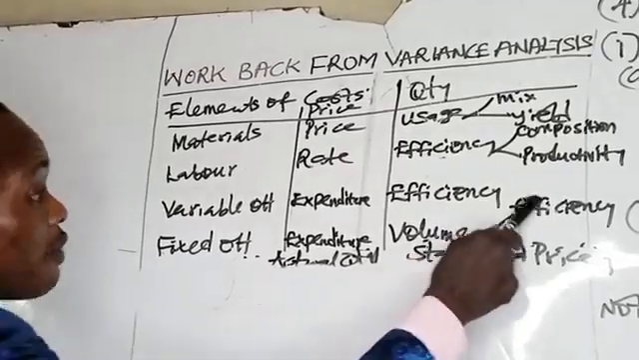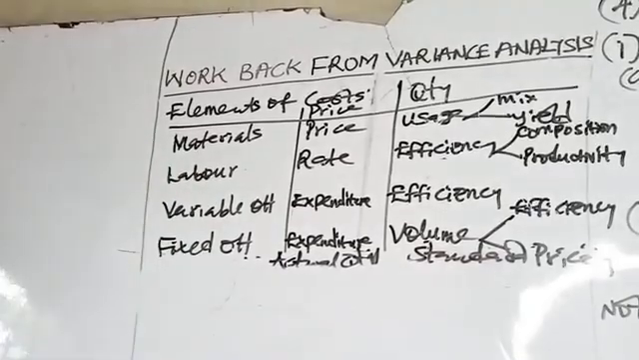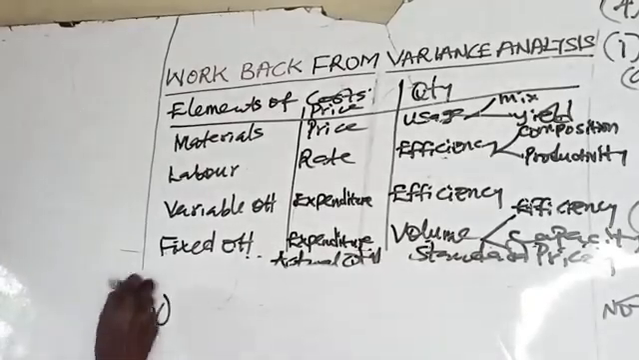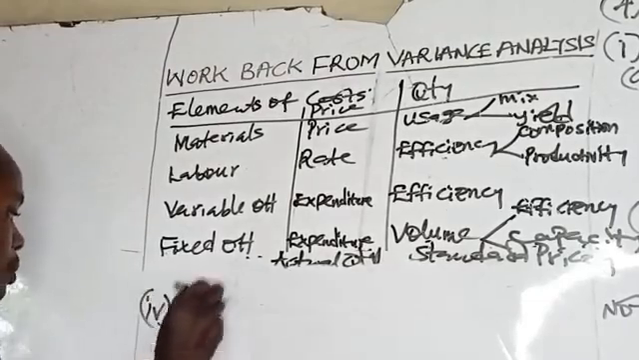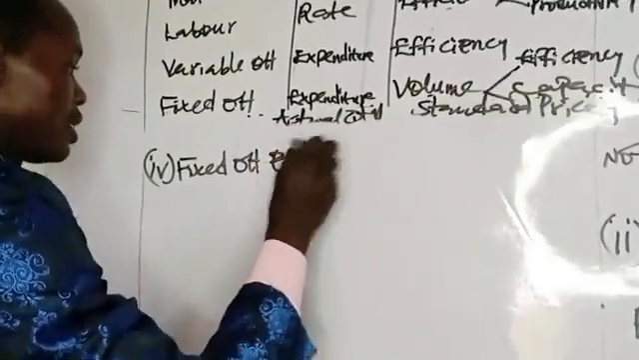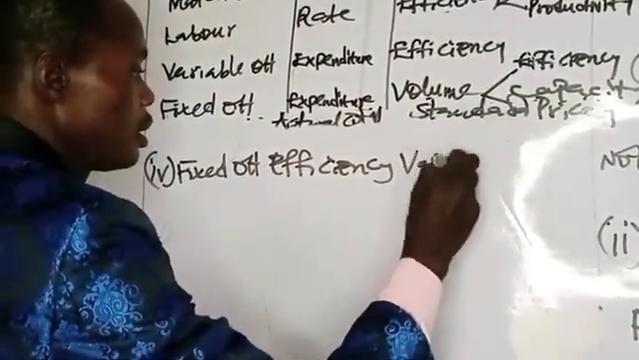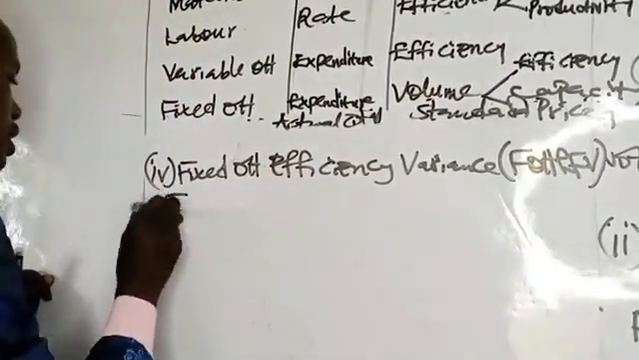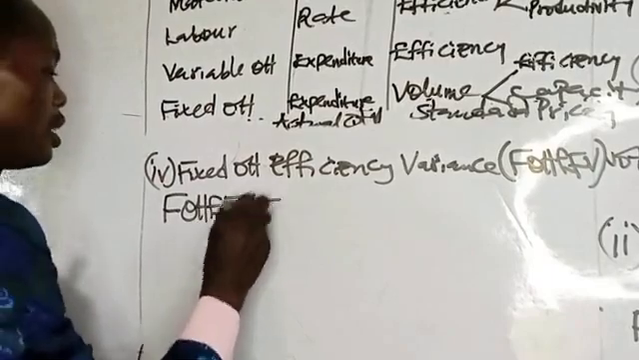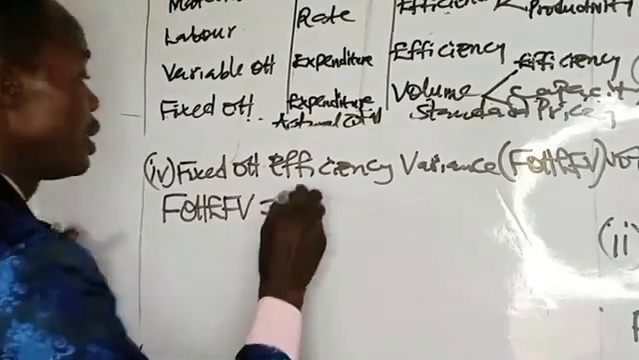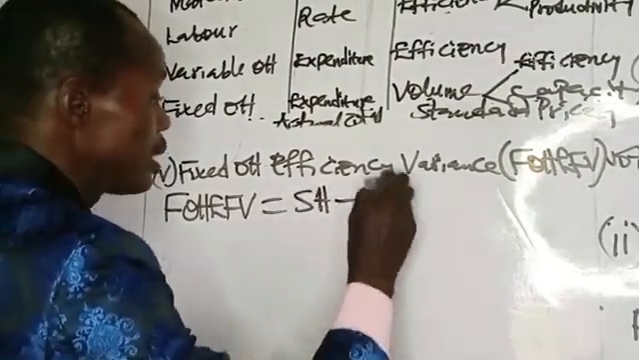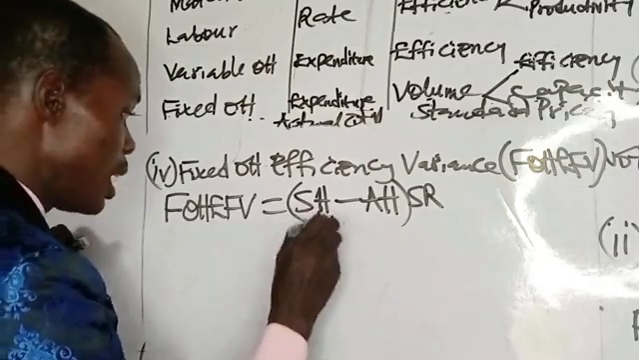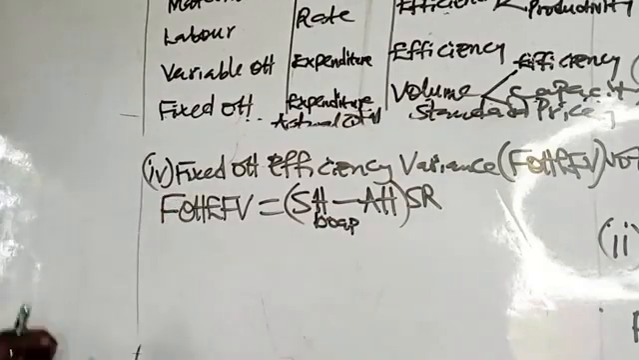I've told you that fixed overhead volume variance is divided into 2: fixed overhead efficiency variance and fixed overhead capacity variance. Efficiency is always efficiency. That is the fourth variance under fixed overhead. Fixed overheads efficiency variance is also measured in hours, which is standard hours minus actual hours multiplied by standard rate per hour. This is always flexed based on actual production. That is fixed overheads efficiency variance.